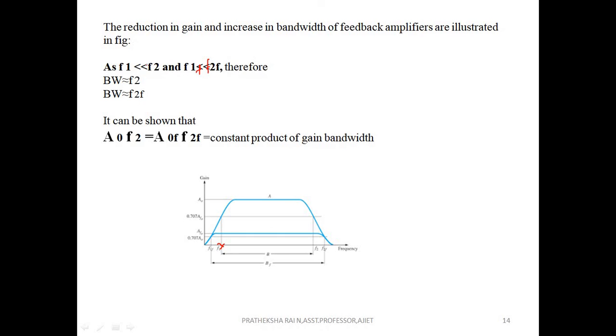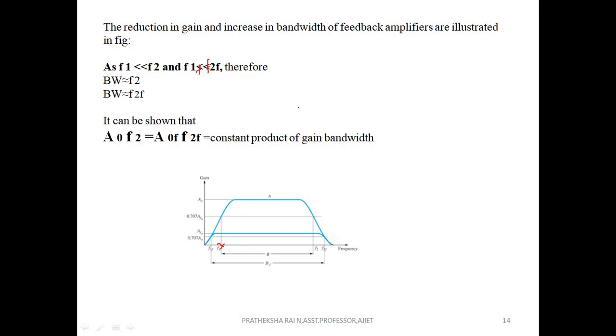If you see both equations, the bandwidth is F2 here, and here also it is F2f. So from this we can say that A naught into F2 is equal to A naught f into F2f. So the gain bandwidth product without feedback and with feedback is given as A naught into F2 equal to A naught f into F2f. So we get the constant product of gain bandwidth.